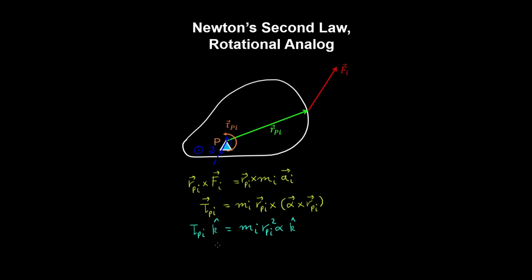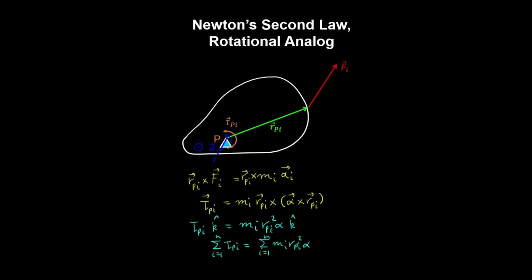So now we can write this as a scalar and take the sum over all the particles in the rigid body. And if you take the limit as n approaches infinity from both sides, you'll end up with the net torque about P is equal to the moment of inertia about P times the angular acceleration. And the angular acceleration is uniform on the entire rigid body.